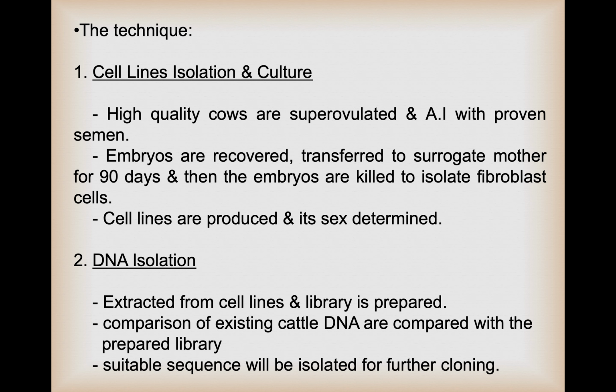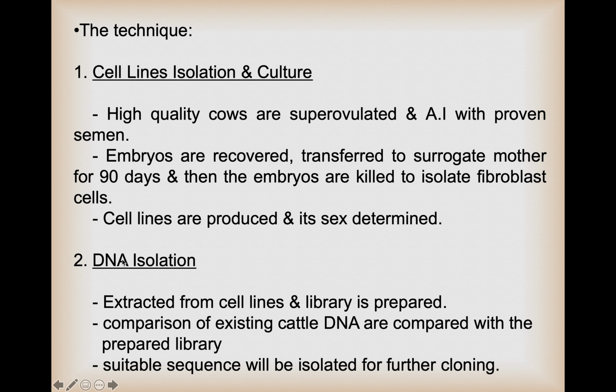So they only use high quality cows and make sure that the embryos are recovered after insemination with artificially selected cow, very good bull and whatnot. So once everything is okay, it is transferred to a surrogate mother for 90 days, and then the embryos are killed to isolate fibroblast cells, and the cell lines are produced, and its sex determined pre-culture.